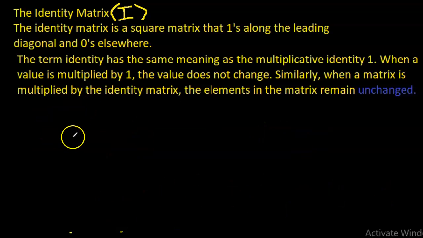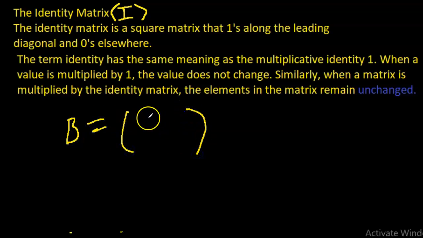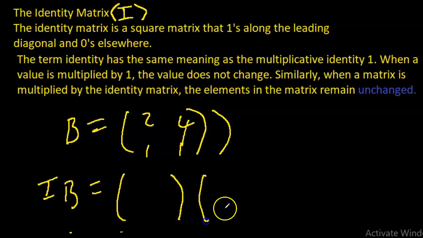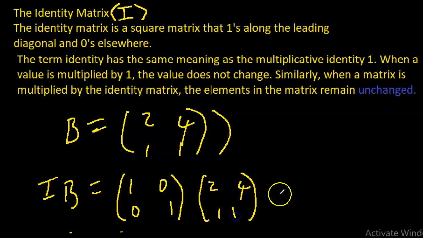And now even though matrix multiplication is not commutative, earlier we did IA. What if you have a matrix B, and let's say B is 2, 7, 4, 1, and you're asked to find IB. Then IB would be I times B, right? So it will be 1, 0, 0, 1, that's what I is for the 2 by 2, and 2, 4, 1, 1. Then what you'll end up with is 1, 0 times 2, 1.